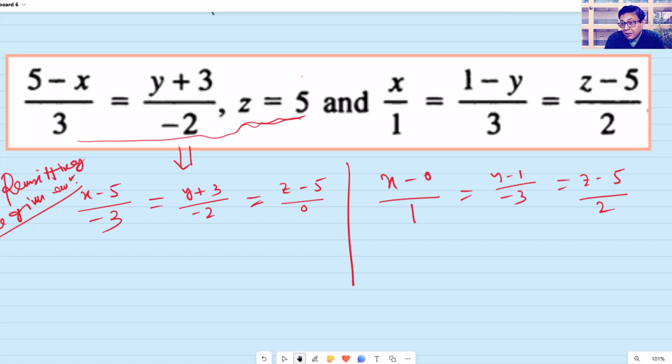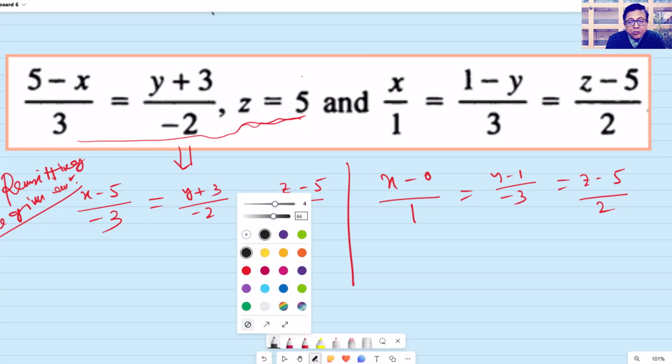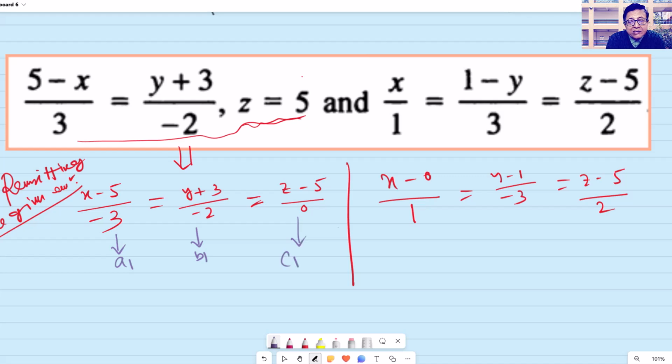9 plus 4, 13, and 1 plus 9 plus 4, 14. The sum of their squares is not 1, so they are not direction cosines. We go by the direction ratios formula. So this part is going to be A1, this is B1, and this is C1.